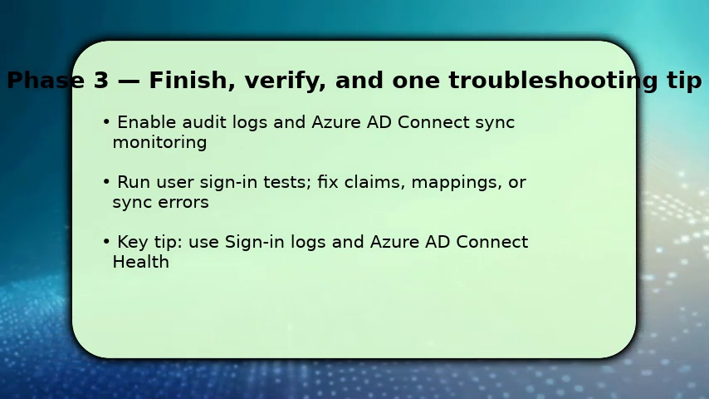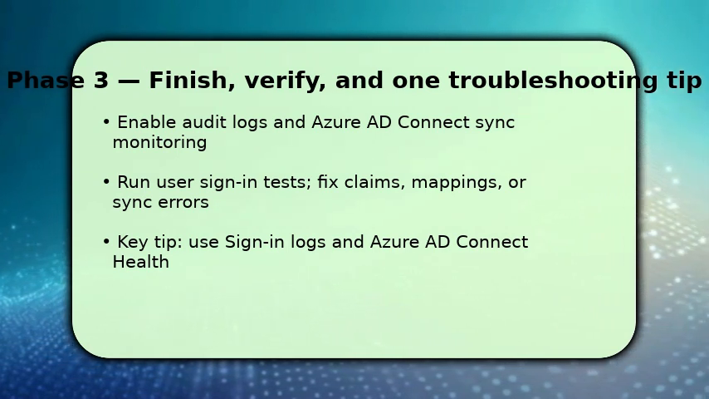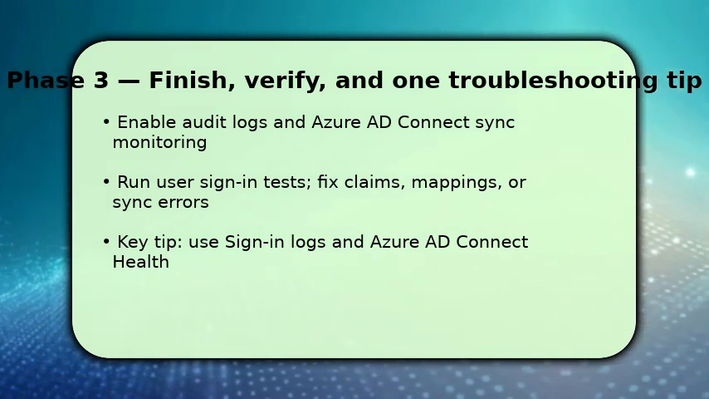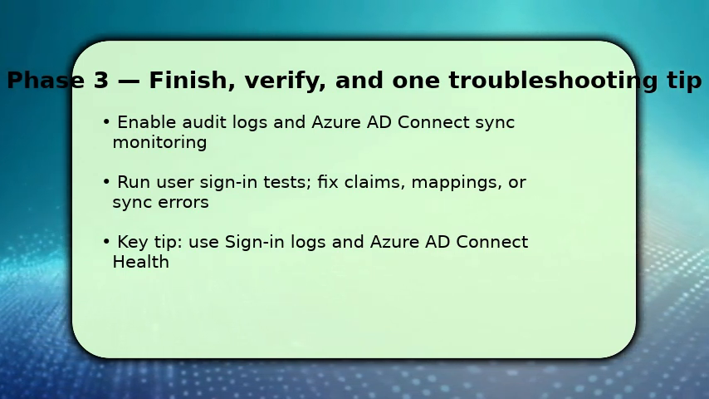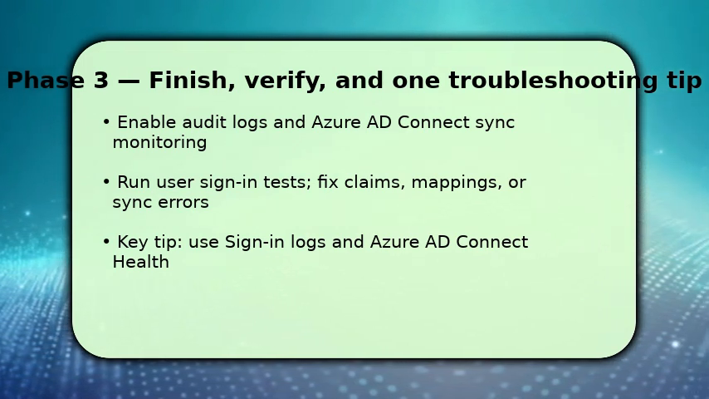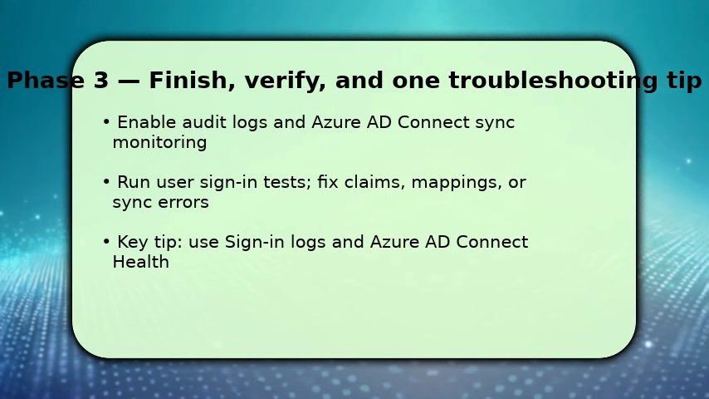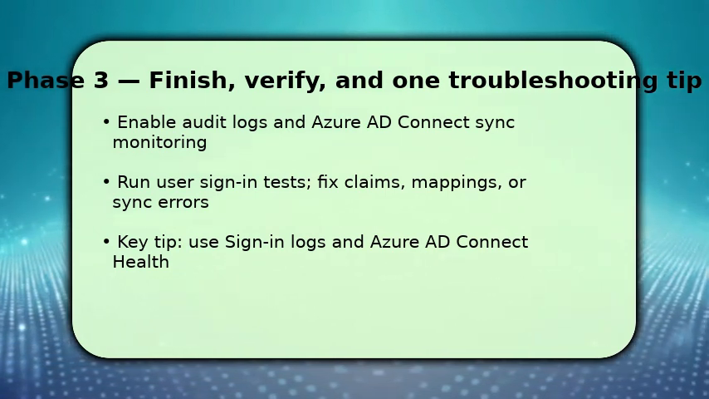You should validate conditional access, MFA, and SSO with representative users, and adjust claim rules or attribute mappings where access fails. If a problem appears, check sign-in logs and Azure AD Connect Health for sync errors and token failures. These give actionable error codes. Make sure to rerun sync after corrective changes to confirm resolution.